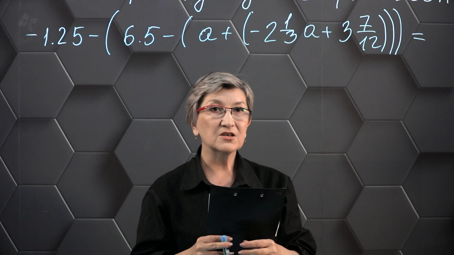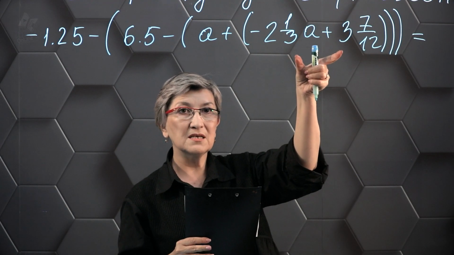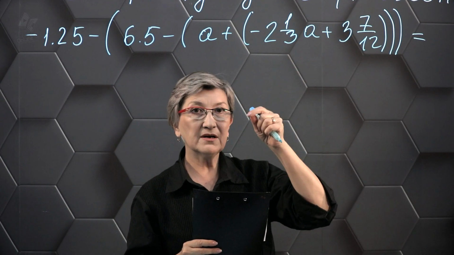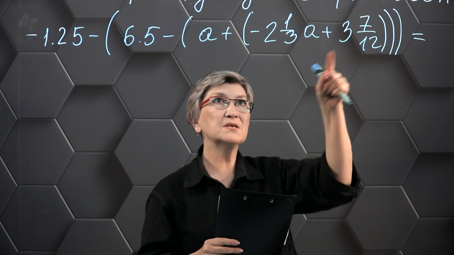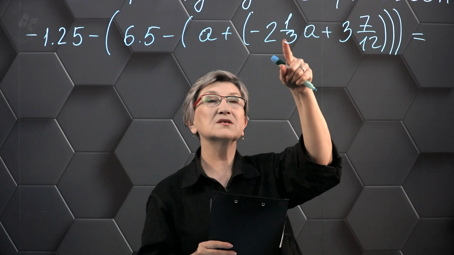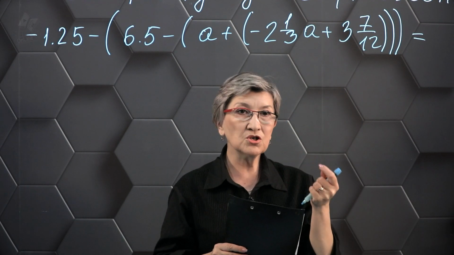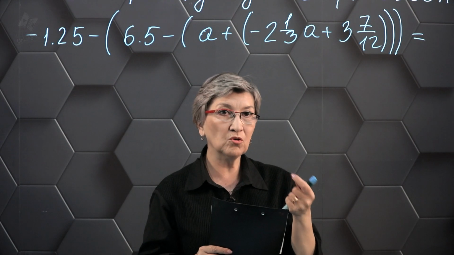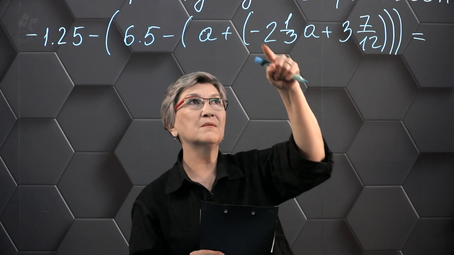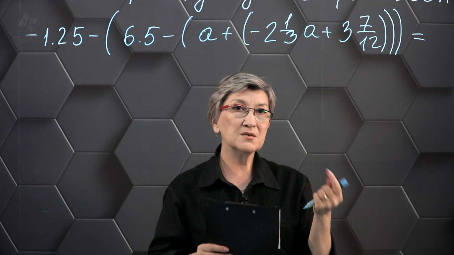We need to convert this expression. In order to convert, we need to perform the parenthesis actions, and the first action is the inner parenthesis. But this bracket contains the expression minus 2 1/3 a plus 3 7/12, and we can't add those up. Why not? Because they're not similar summands. One summand contains the letter part a, and the other has no letter part. It's a constant.